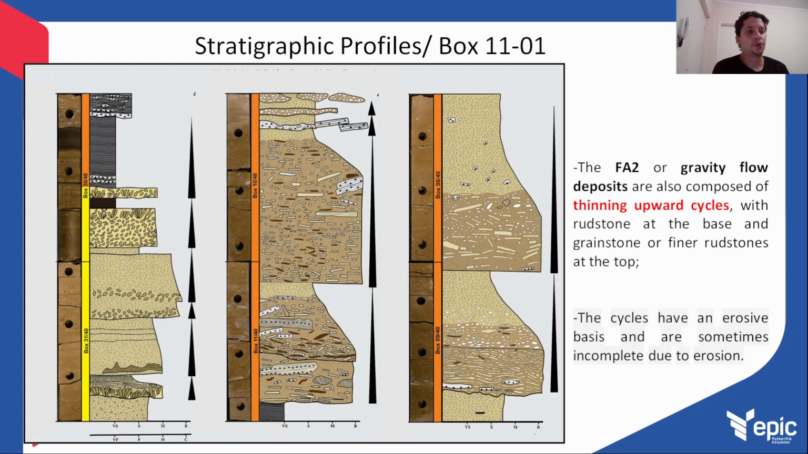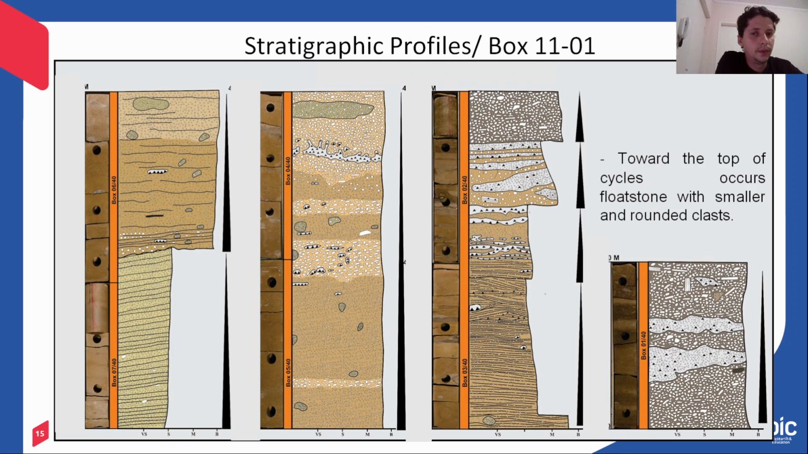The facies associated to a gravity flows deposit are also composed of thinning upward cycles with rudstone at the base and grainstone or fine rudstone at the top. The cycles have erosive bases and are sometimes incomplete due to erosion. At the top, the facies are floatstone with smaller and rounded clasts. There are also several silica nodules. Also, silicification is more pervasive, by replacing layers.